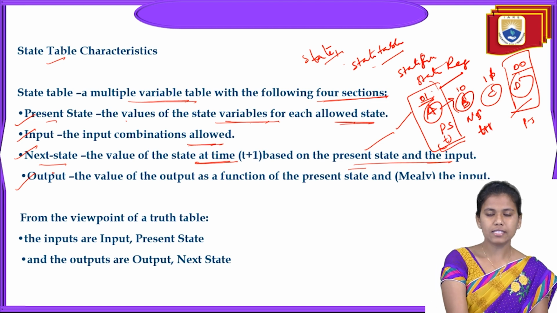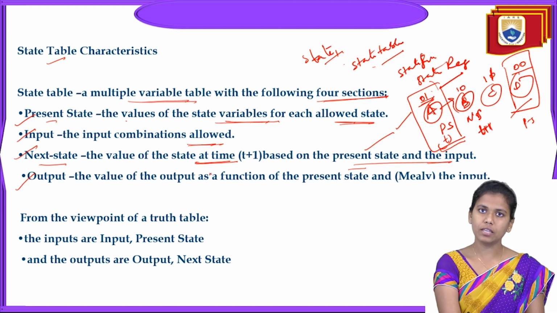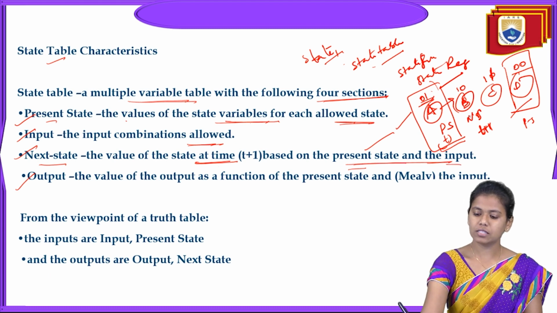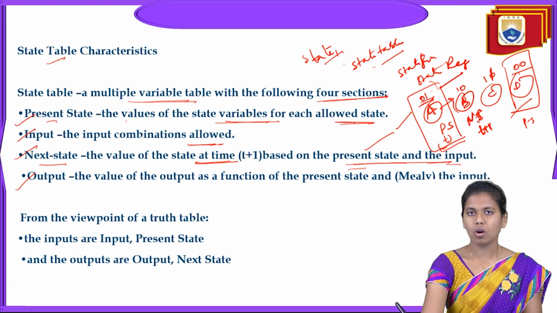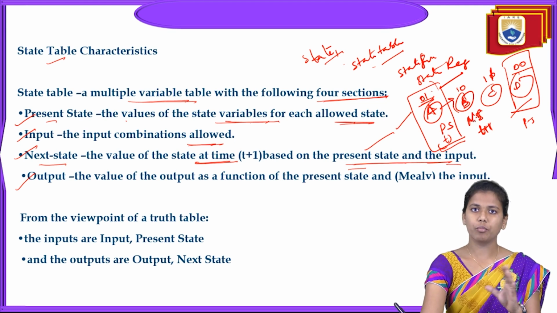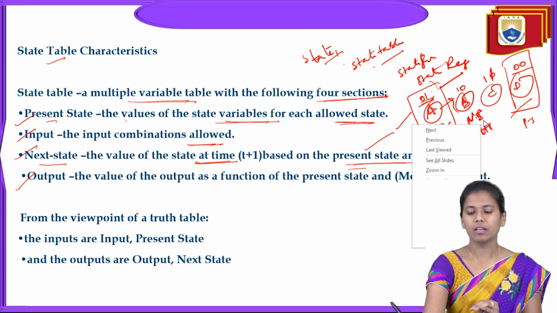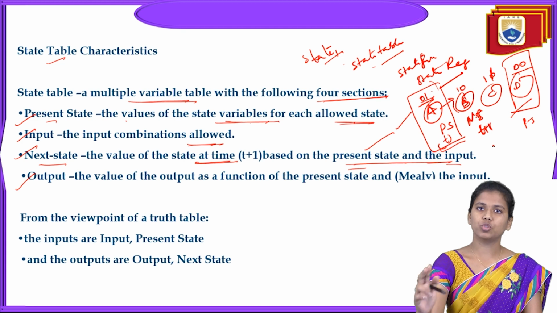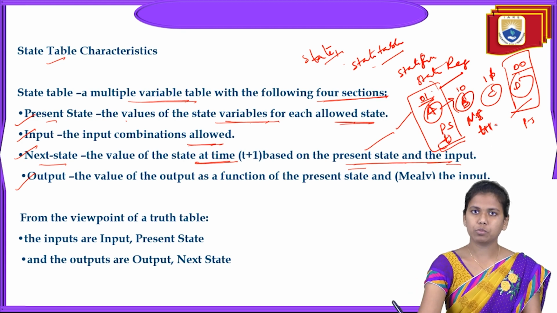So that's how I say the next state, the value of the state at time t plus 1, based on the present state and the input. This next state always holds in relation with respect to the present state as well as the input. But here the time constraint would be changed from t to t plus 1. The present state always, before the transition, the time goes with t, whereas after the transition the time goes with t plus 1.